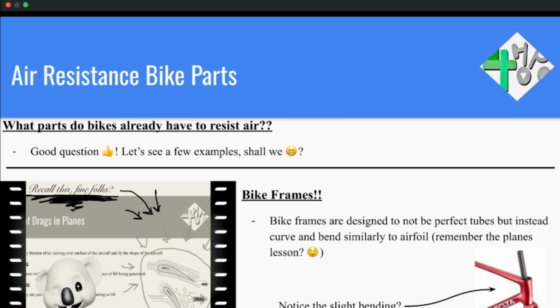So let's talk about really what parts bikes already have to resist air. That's a very good question that one can ask. All questions suffice. So some good examples that we can talk about, for example, are bike frames.